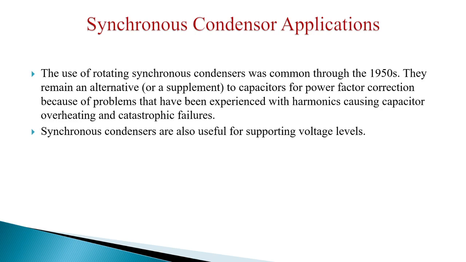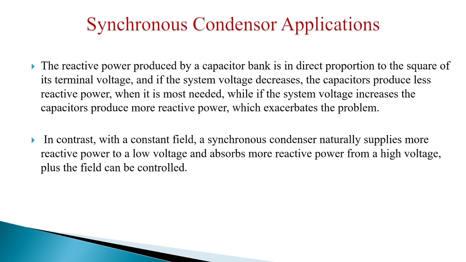The use of rotating synchronous condensers was common in the 1950s. They remain an alternative or a supplement to capacitors for power factor correction because of problems that have been experienced with harmonics causing capacitor overheating and catastrophic failures. A synchronous condenser is also useful for supporting voltage levels.